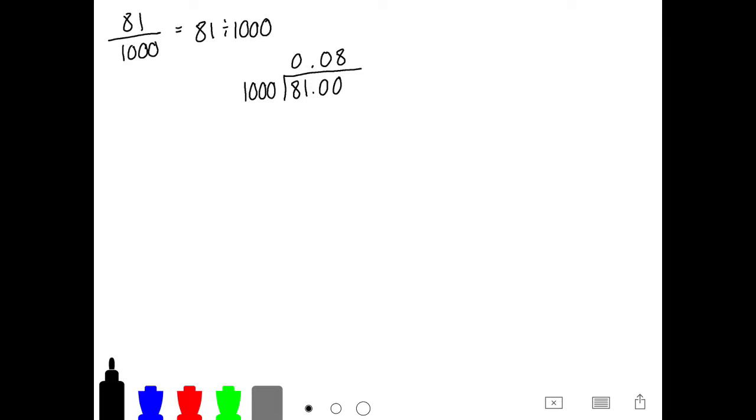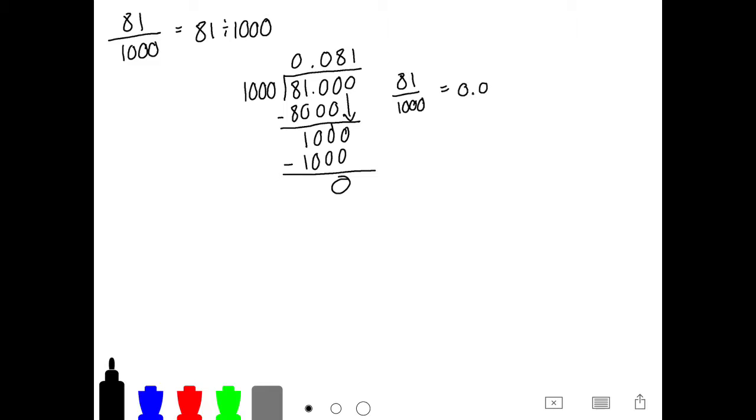So you have 1,000 times 8, which is 8,000. Subtract that, and then you're left with 100. So you're going to add a 0, and then we're going to bring that 0 down because we want to get 0 as our remainder. So now, to get 1,000, you have to multiply that by 1. And you subtract the 1,000, and then you're left with 0. So now your final answer is 0.081.